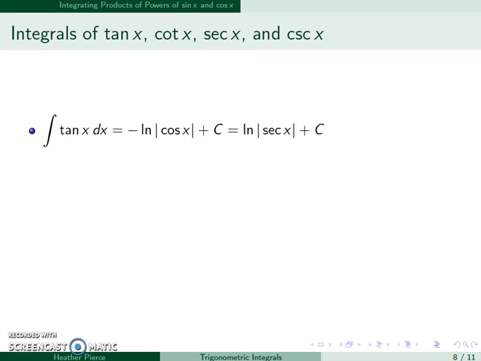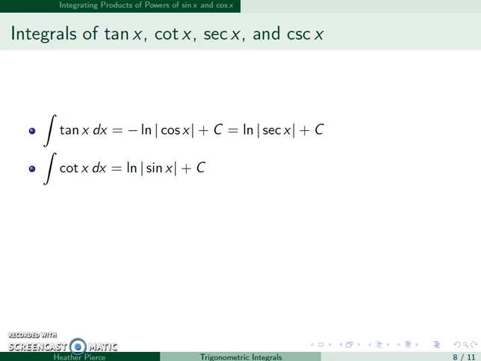So we know the integral of sine is negative cosine, and the integral of cosine is sine. So let's learn a few more trig integrals. The integral of tangent x is negative ln of the absolute value of cosine x plus c, or the natural log of the absolute value of secant x plus c.